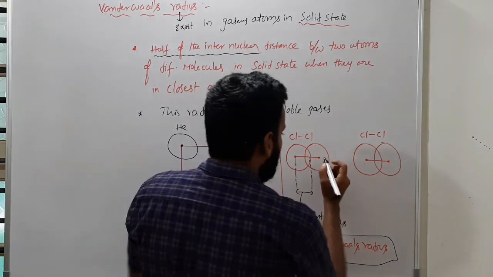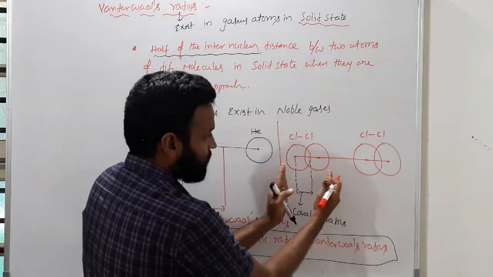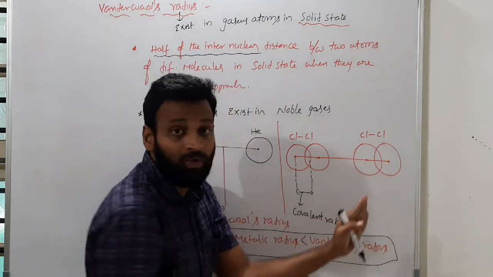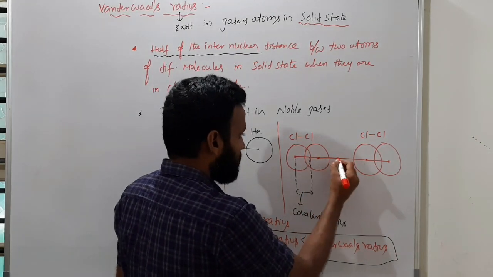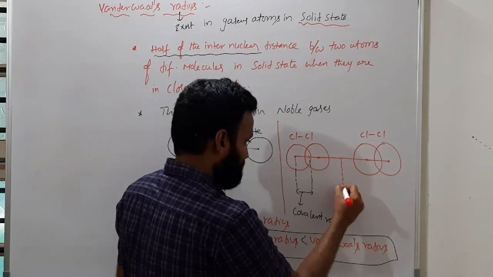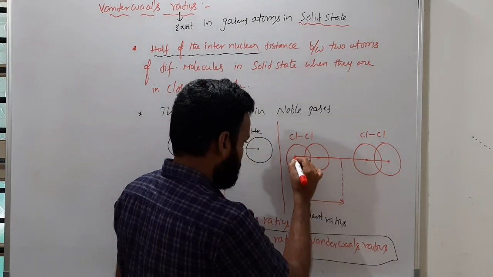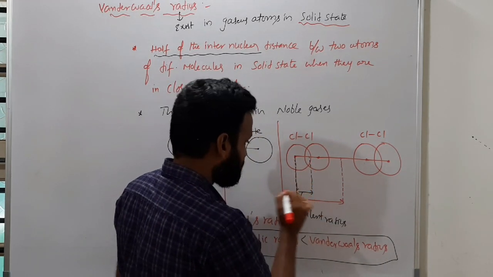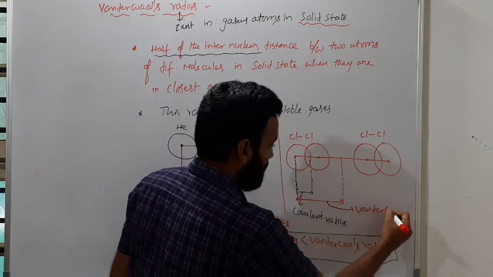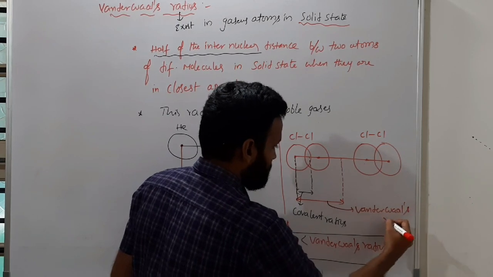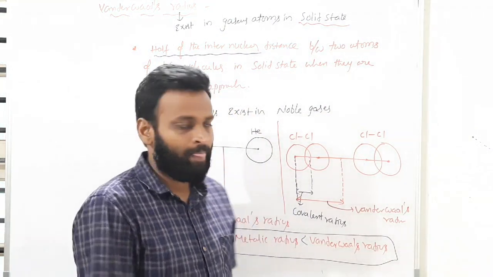But consider half of the internuclear distance from here to here, where this chlorine molecule and that chlorine molecule have weak van der Waals forces. So from here to here, half of the distance, this is called what radius? Van der Waals radius. So within the chlorine molecule it means covalent radius.